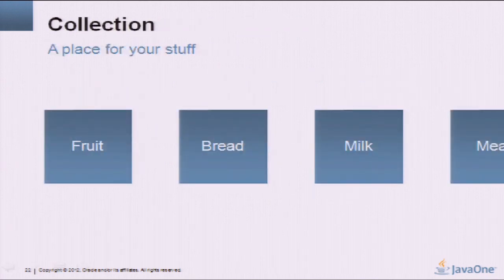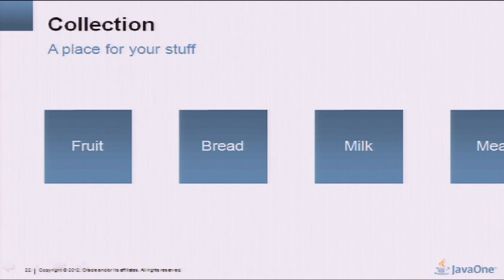So we started off with map, which was probably a strange place to start given this is a collections talk. We're going to actually talk about the collections classes now. A collection in its most fundamental state doesn't actually say too much about the objects that are in the collection. If we look at this example on the screen, we've got fruit, bread, milk, meat.